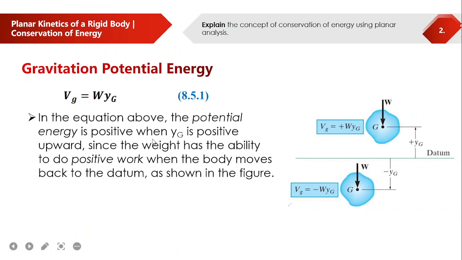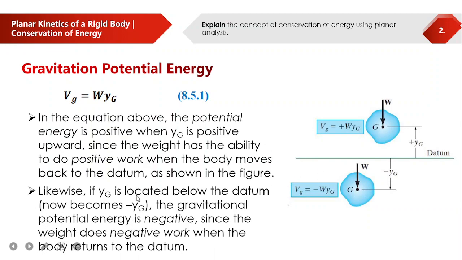So, in the equation above, the potential energy is positive when y sub g is positive upward, since the weight has the ability to do positive work when the body moves back to the datum, as shown in the figure. Okay? So, the work of the weight, weight lang talaga siya. And when your weight is going to do a positive work, therefore your gravitational potential energy is positive. Okay? Kung work mo ay positive, positive din yung potential energy mo. Ganun lang yung analysis. Kasi nga, yung direction ng work, yung weight mo sa pag-displace niya to the datum line or the reference line, is the same. Pareho lang, no?